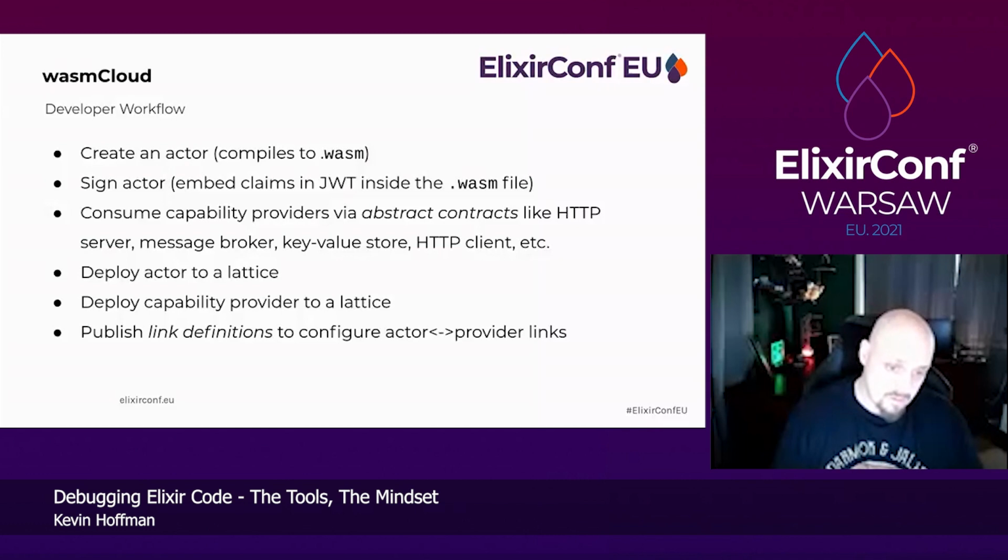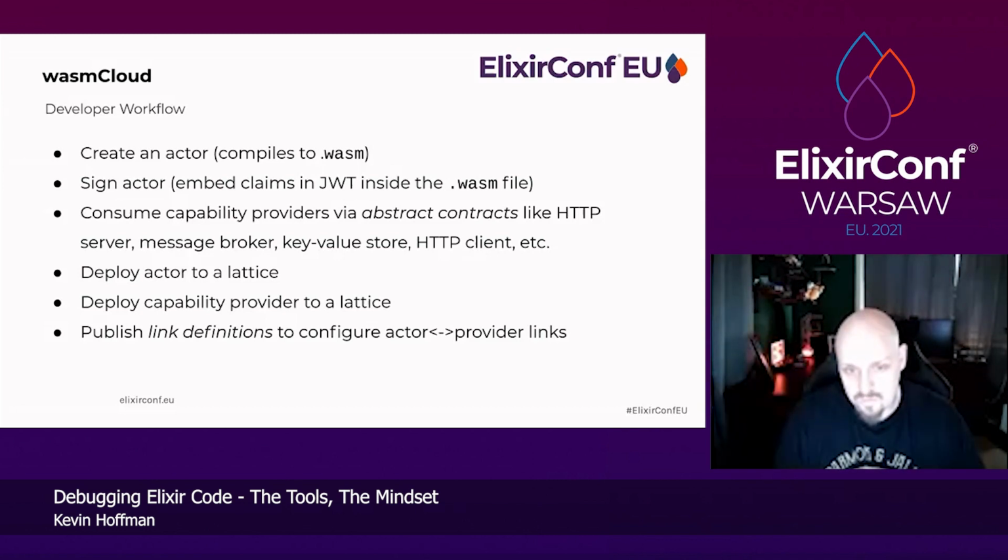You deploy your actors to a flattened topology mesh network that we call Lattice. You deploy capability providers to the same Lattice, and then you publish link definitions that link the actors and capability providers. And this essentially allows for the construction and composition of distributed applications where your business logic is written as actors.